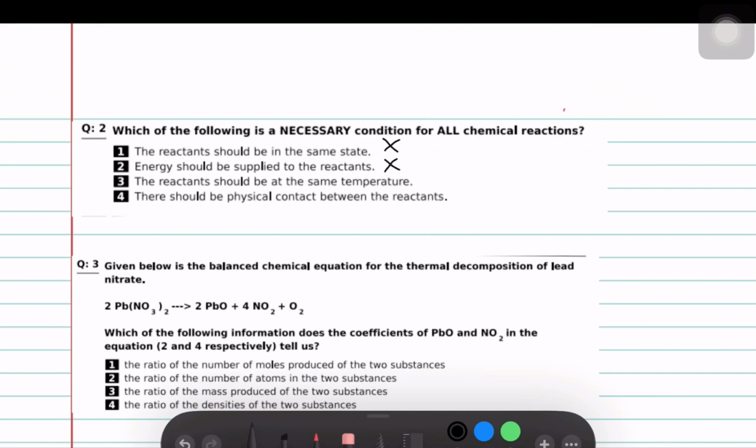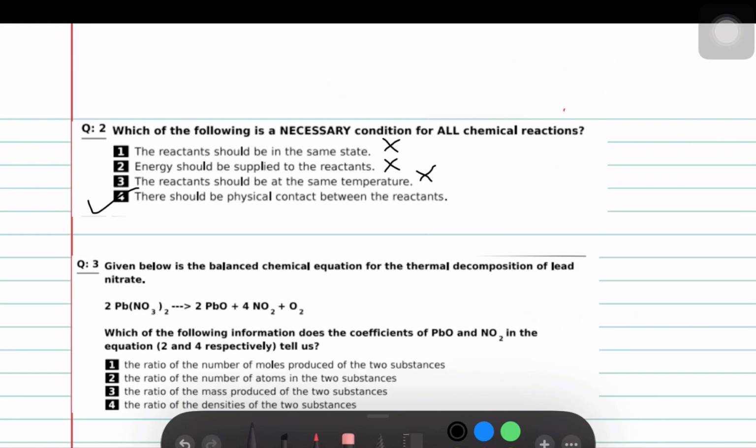The reactants should be at the same temperature. Again, not compulsory because so many times metals react with hot water, right? Or steam, where the metal is at room temperature, but hot water or steam are obviously not at room temperature. So their temperatures are not the same. So this is also not compulsory. Fourth, there should be a physical contact between reactants. Absolutely. Unless the reactants collide with each other, how would they form the products? It's necessary for all the reactants to collide with each other so as to form the products. So our option is definitely fourth.